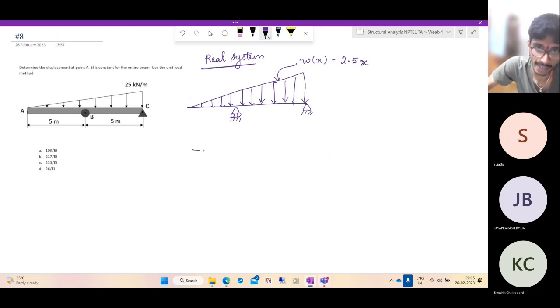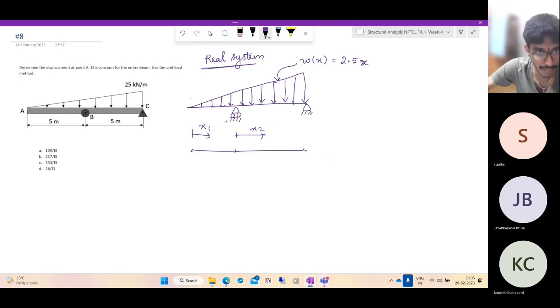Now let us draw the free body diagram. For each span, let me set up a coordinate system. Call this x1, call this x2. Fine. So what are the reactions?